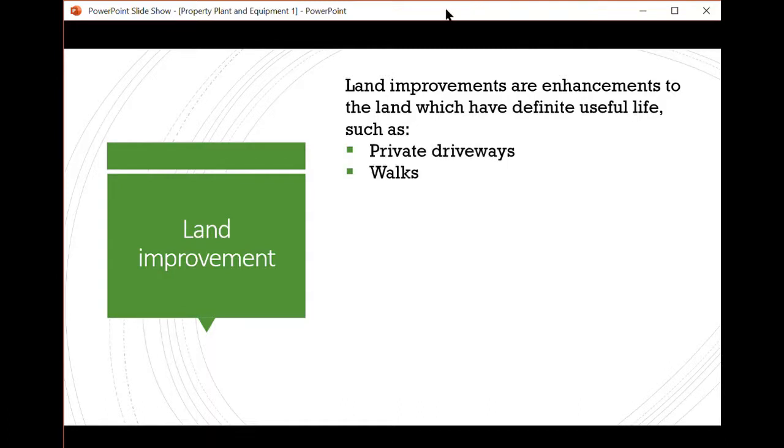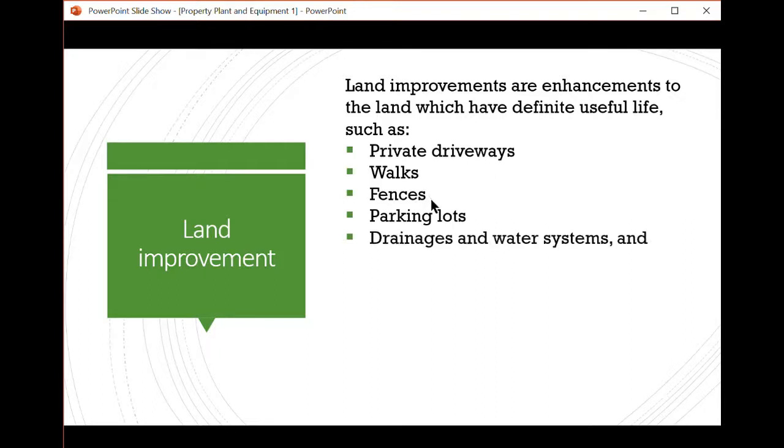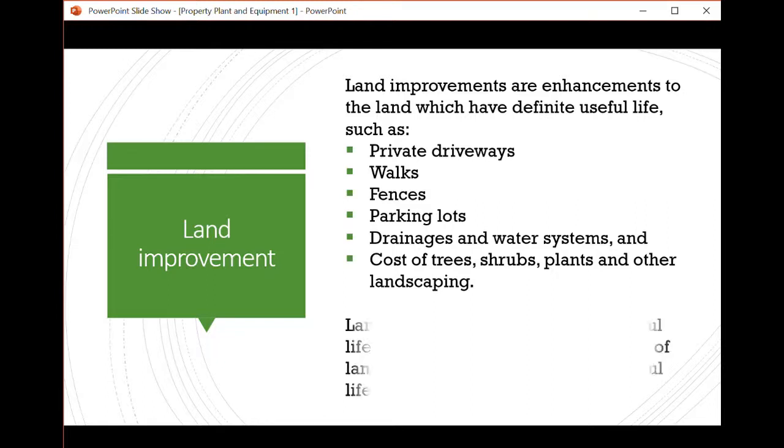okay, so examples of the land improvements, you have the private driveways, you have walks, fences, and then you also have parking lots. So, di ba mao man ni mga gipang attach nato sa ato ang yuta to improve the property. So, what would be the treatment ani nila? Like for example, drainages, water systems. You also have cost of trees, shrubs, plants, and other landscaping.